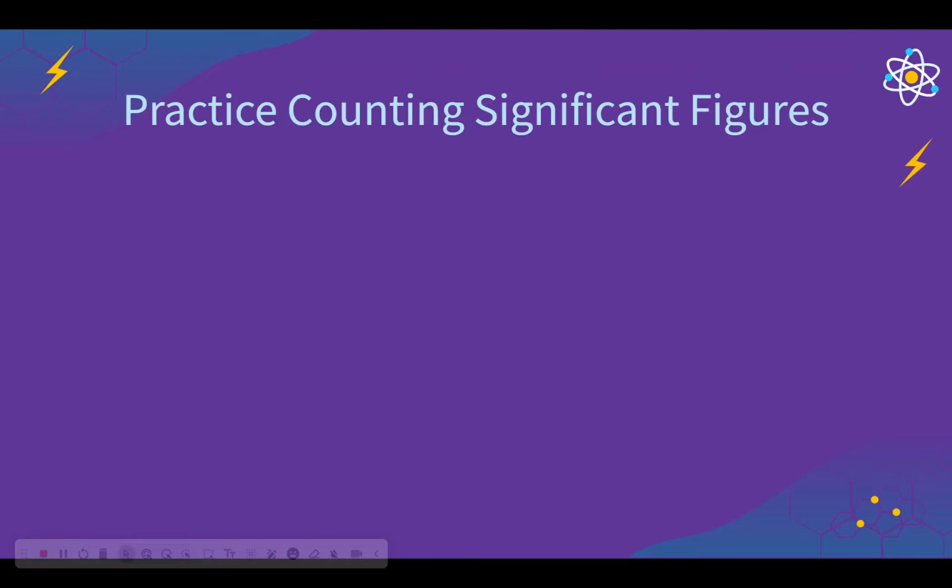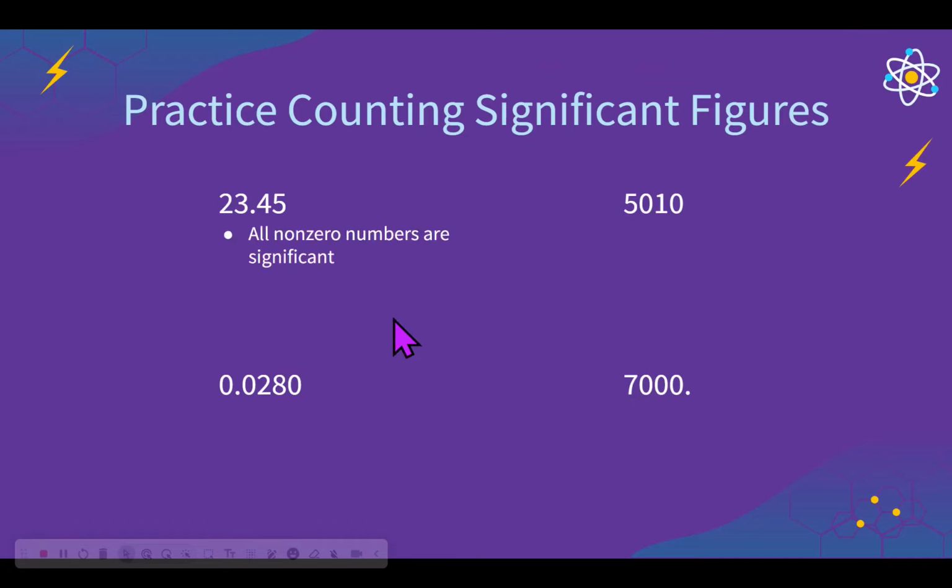So let's do a little bit of practice. Here are 4 numbers. All right. The first thing we have to do when we look at a number is we have to identify, is there a 0 or not? If there is no 0, all of the digits count as significant. So 23.45, there are no zeros, so that one's easy. There's 4 sig figs.